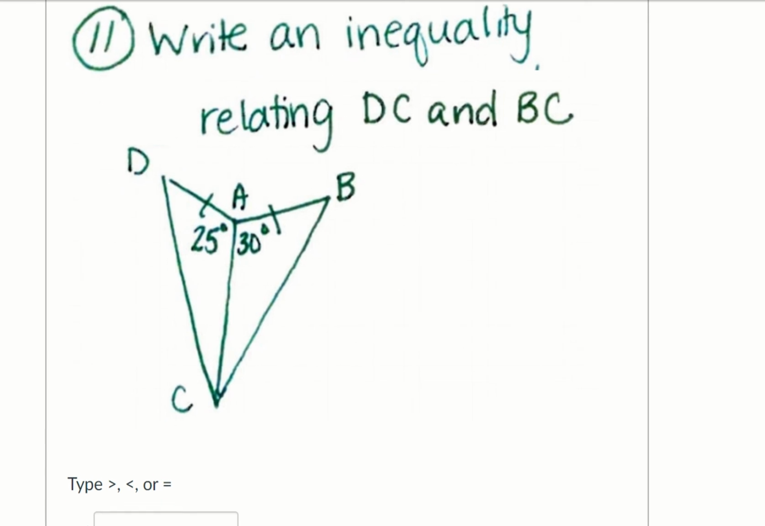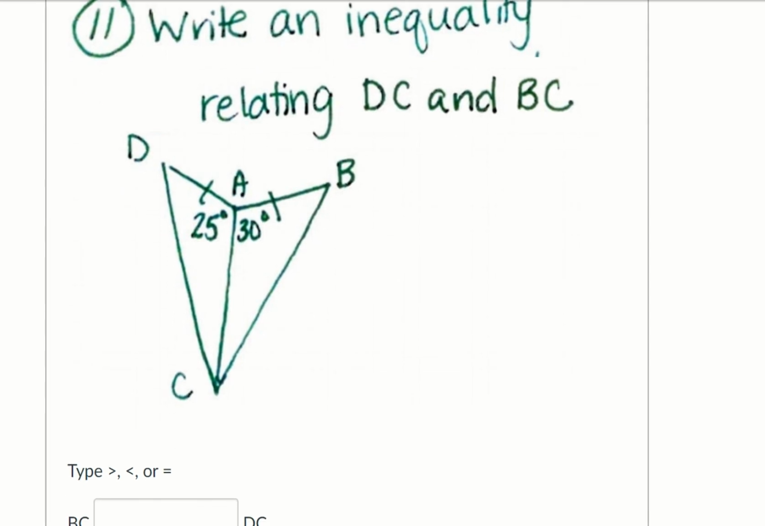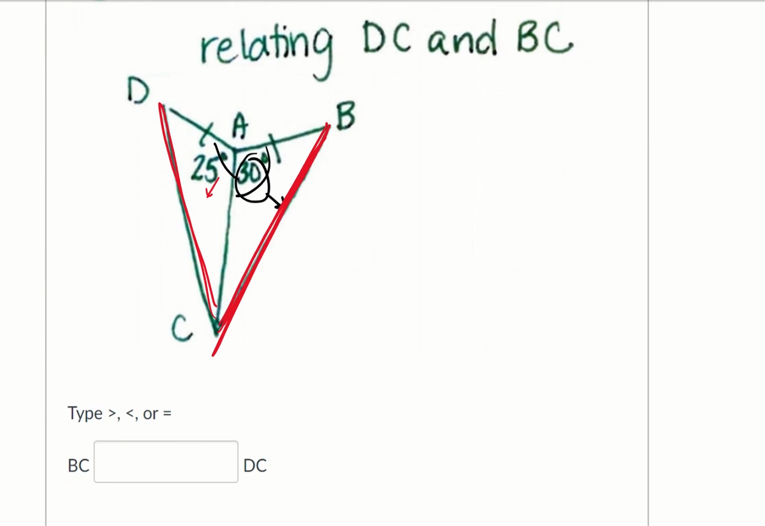Write an inequality relating DC and BC. In this case, we're dealing with the hinge theorem and the converse of the hinge theorem. So for this one, we're going to compare the angles. If I look at this angle and this angle, 30 is going to be bigger than 25. And therefore, if I go to the opposite side for that and for this, that means that BC has to be bigger than DC, because 30 degrees is larger than 25.